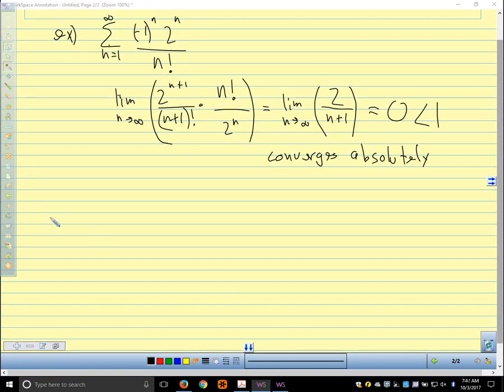All right, let's look at another quick example. And this is an easy example with the ratio test. Sometimes this cancellation work with the ratio test takes a little bit of effort. The sum, n equals 1 to infinity, 3 to the n over n squared.